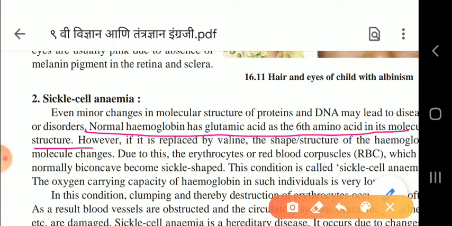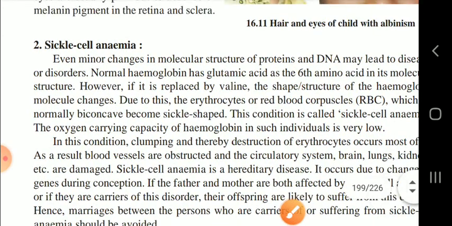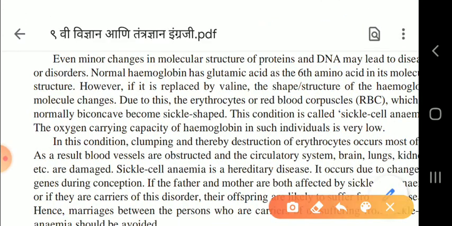Here, the oxygen carrying capacity of hemoglobin in such an individual is very low. In this condition, the cells are clumping, as well as destruction of erythrocytes takes place, and as a result blood vessels are obstructed and the circulatory system, brain, lung, kidney, etc. are damaged. Sickle cell anemia is a hereditary disease. So this point you have to underline, children, that sickle cell anemia is a hereditary disease.